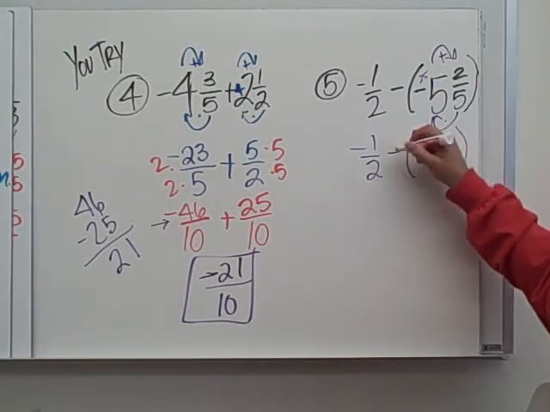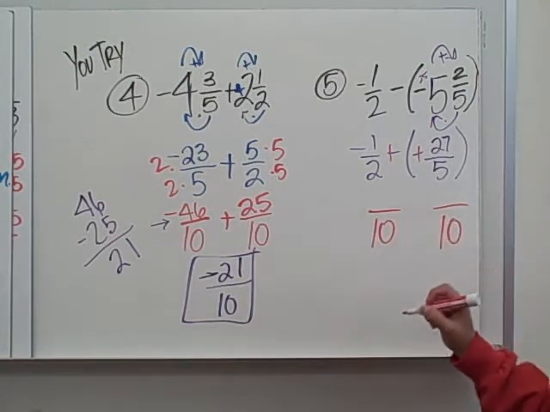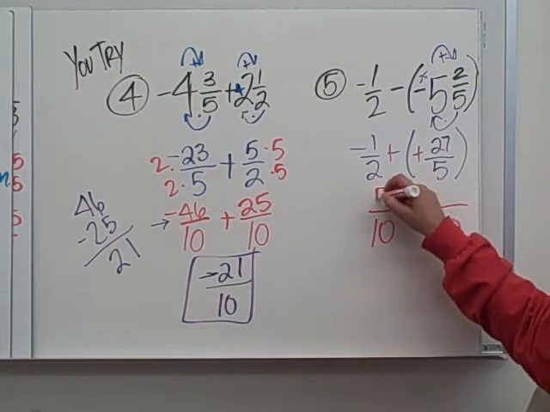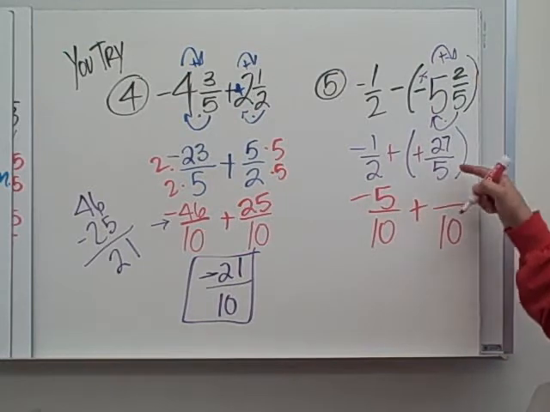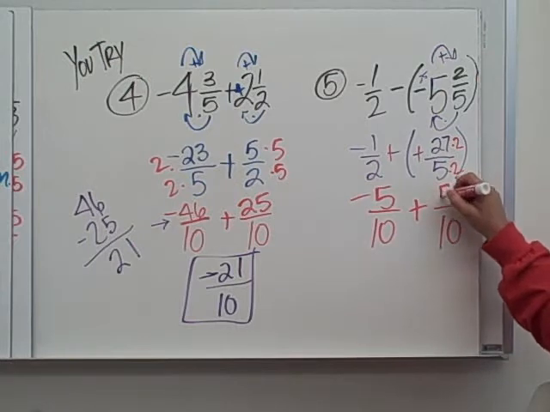I have to find a common denominator. I'm going to go ahead and touch twice. A common denominator again would be 10, and this would be negative 5/10. And this would be 27 times 2 is 54.